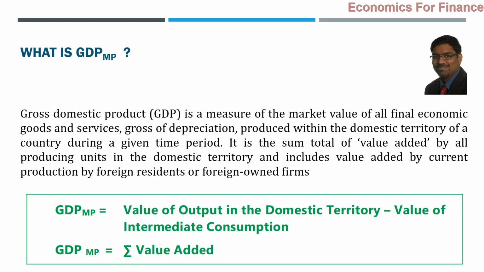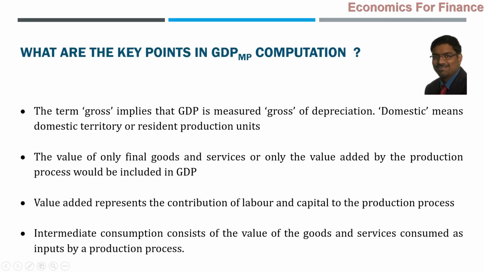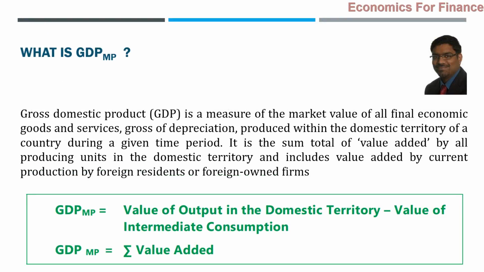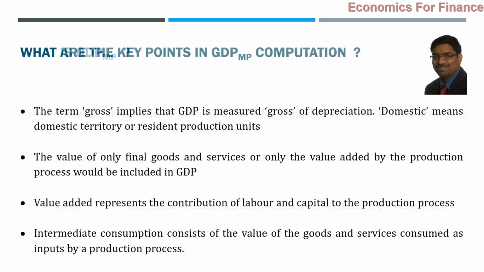The word gross indicates it is gross of depreciation, and the word domestic indicates we are talking about the domestic territory of a particular country. Within that territory, maybe the same country's nationals might earn some income or add some value, or even foreign companies and foreign nationals can come to this domestic territory and add value. All of that will be added to GDP. And when we say market prices, it is indicating that the valuation happened here at market prices of those final economic goods and services. Final, once again, means not intermediary.